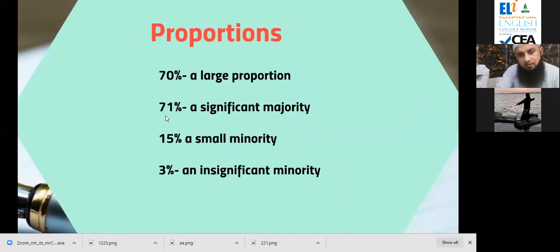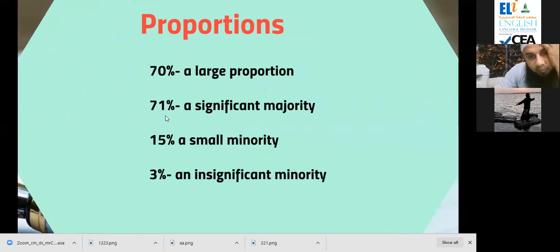Okay, and the last thing is 70 is a large proportion. So you don't say 70% of people, you say a large proportion prefer taxis. A significant majority of people prefer public transport. A small minority prefers personal cars, private transportation. An insignificant minority, 2%. Don't say 2% of people, say an insignificant minority prefers airplanes. You don't have to write 3% of people.